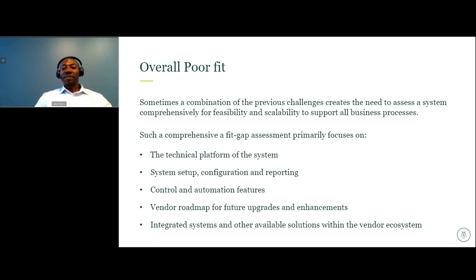And as would be expected, this type of assessment takes longer than the more specific assessment projects that we discussed previously. It's really looking holistically at all of the reasons why a system may not be scalable to sustain an organization's growth path. And in terms of duration of this type of comprehensive fit gap analysis, it will depend on the type of system, obviously, and also the range of functional requirements that are in scope.